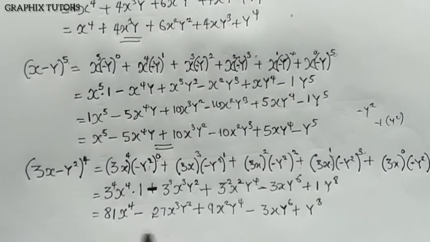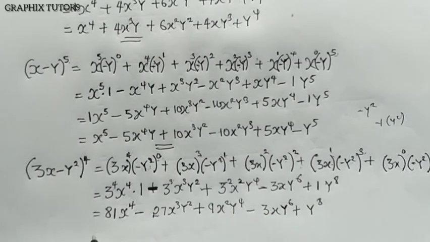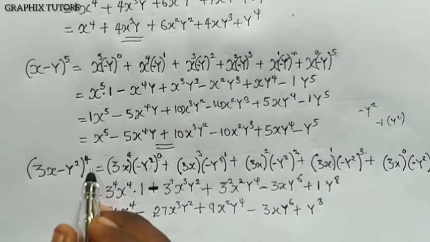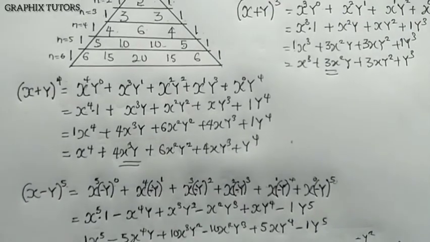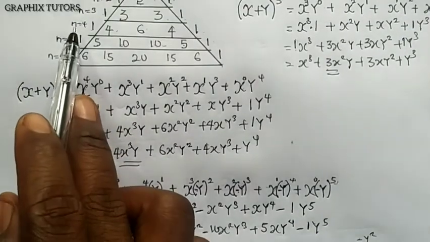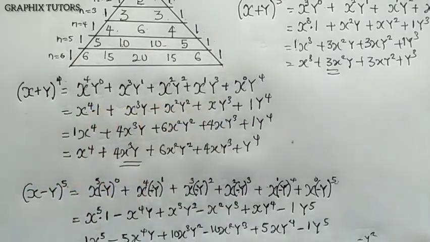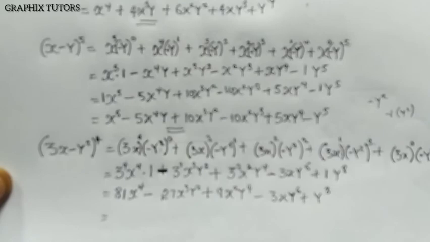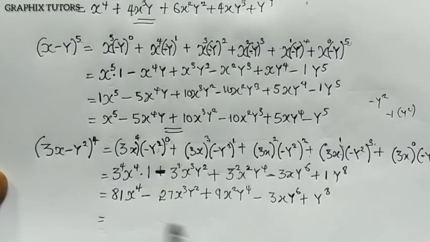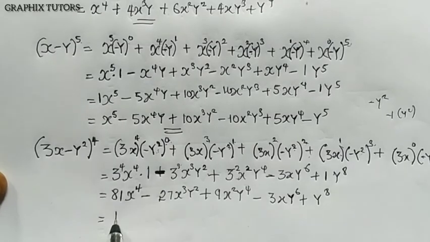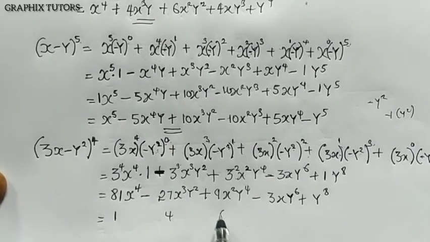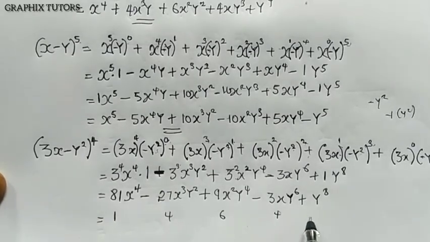Now we'll start taking the coefficients. This is the power of 4. So we go to where 4 is, which is this, and for the 4 here, we have 14641. So we have 14641, and that's what we have here, right? So this is 1, 4, 6, 4, 1.